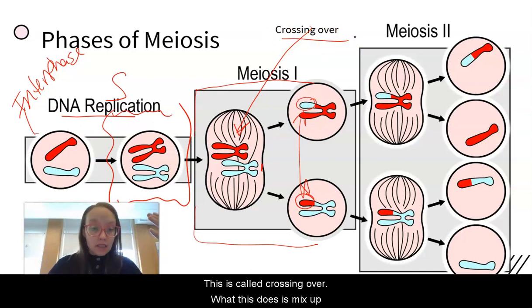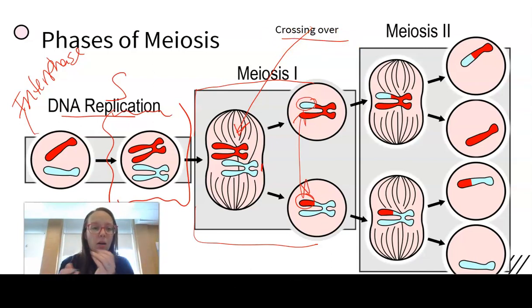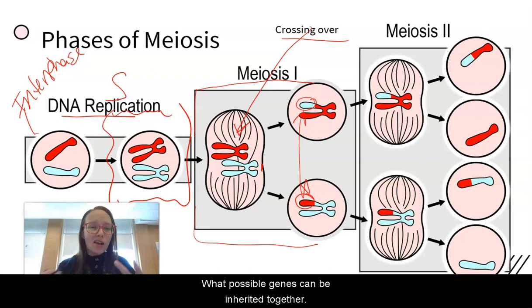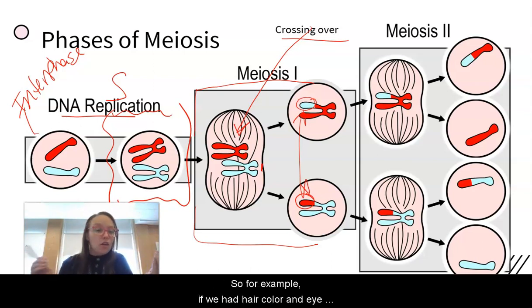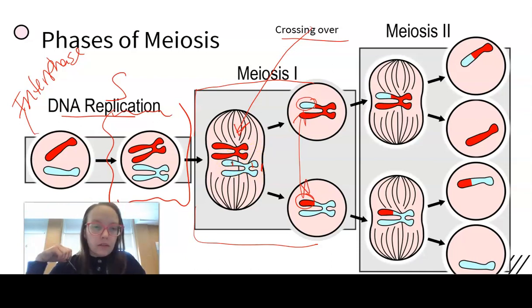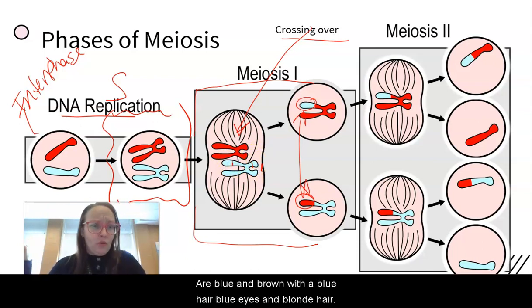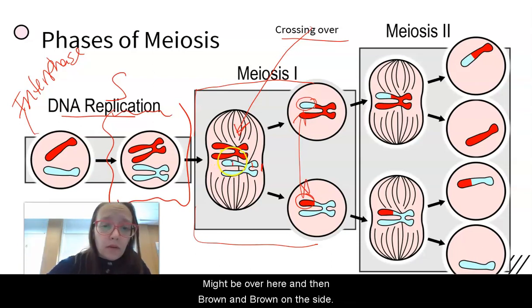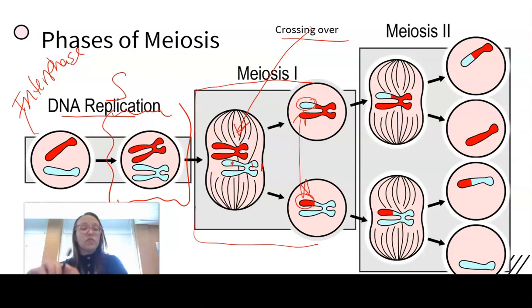And what this does is it mixes up what possible genes can be inherited together. So for example, if we had hair color and eye color on this chromosome, we might have blue and blue over here, or blue and brown. You wouldn't have blue hair. Blue eyes and blonde hair might be over here, and then brown and brown on this side. All right, well, now we've swapped it.